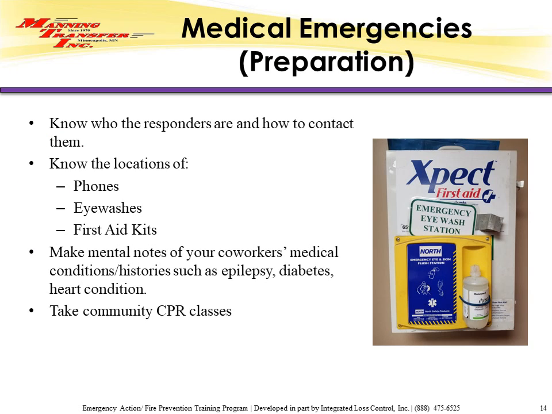For medical emergencies, we want to make sure we know who the responders will be and how to contact them. We may have appointed individuals within the facility that we would expect to respond to first aid emergencies, or we would simply rely on emergency services that we would contact through 911. We want to make sure we know the locations of the phones so that we can make that notification right away. Find out where the eye wash stations are, so in an emergency, if you need to flush your eyes or take an employee to an eye wash for flushing their eyes, that you can get there in the quickest route possible. And locate the first aid kits.